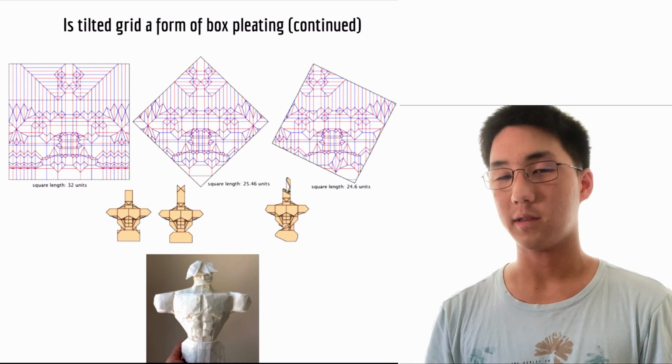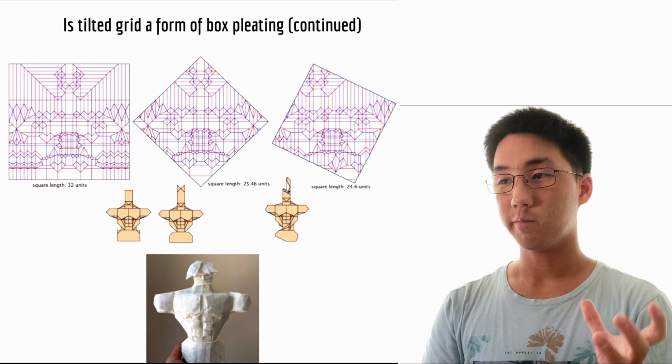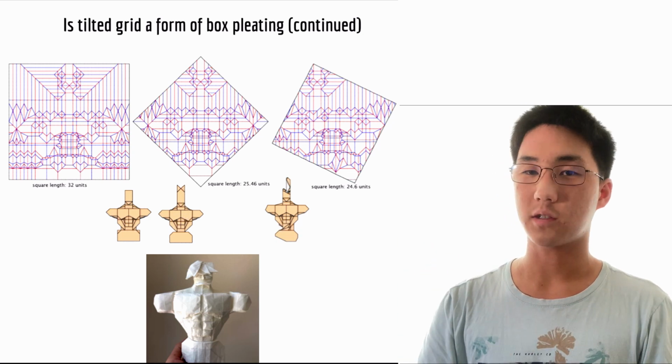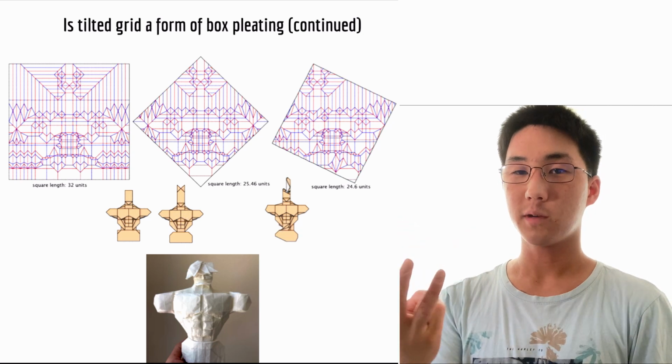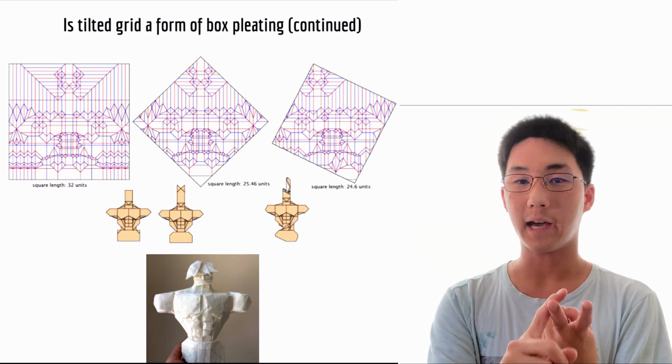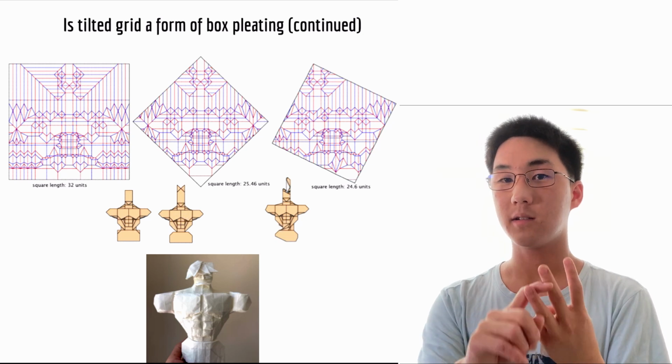And what do you notice about these? Well, for the 3 folded models, they look about the same, right? They have the same muscle structures and stuff. But for the 3 crease patterns, you'll see that the first one is on a normal grid, the second one is on a diagonal grid, and the third one is on a tilted grid.